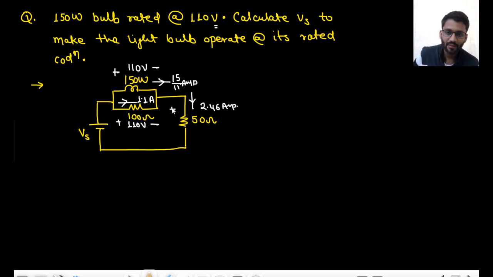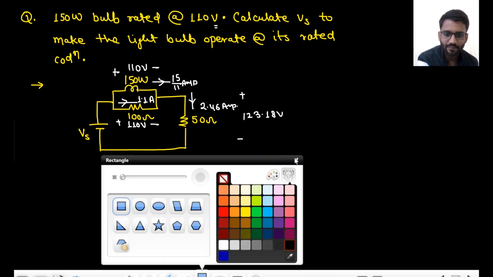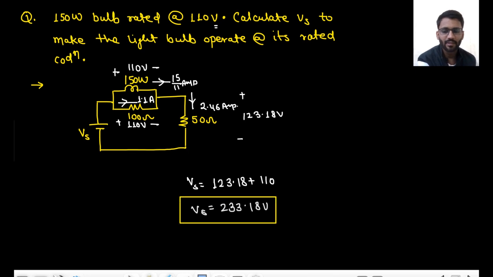That means here I am having 123.18 volt. Okay, so my Vs would be 123.18 plus 1110. That means 233.18 volt. This is going to be my Vs.